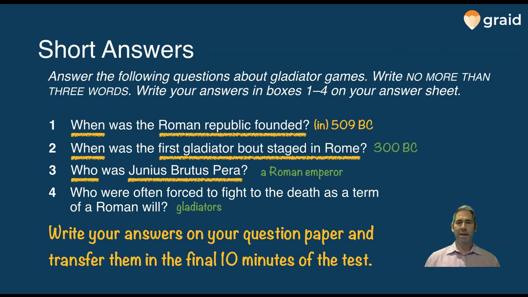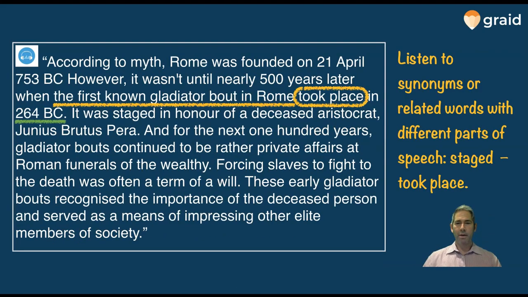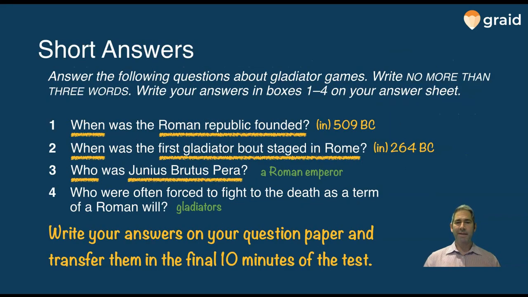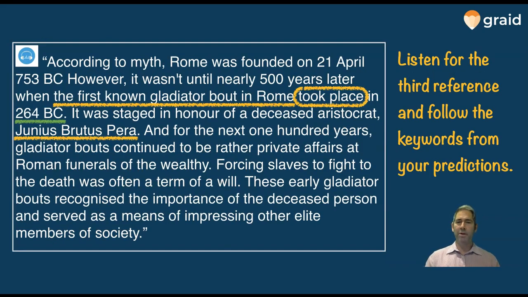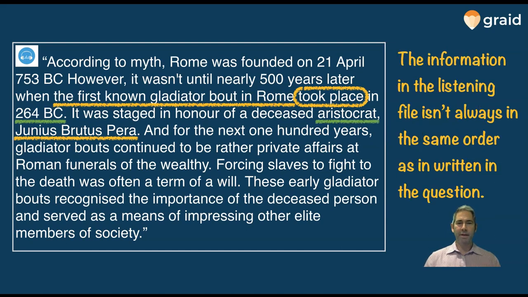Next one, we're listening out for first gladiator bout staged in Rome. Pretty soon after, the first known gladiator bout in Rome, here is another synonym, staged, took place in 264 BC. Next, we were listening for Junius Brutus Pera. Who was Junius Brutus Pera? Hopefully you all heard his name, but this is the difficulty with this test.